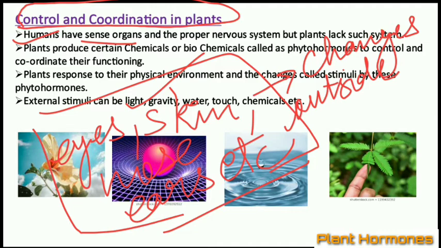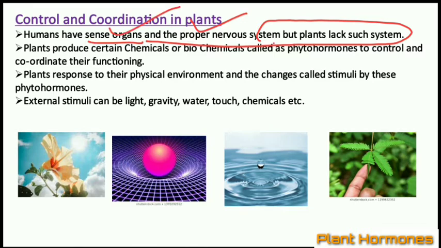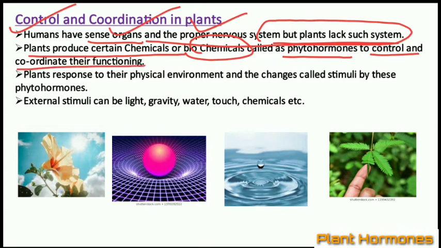But children, the plants lack these sense organs and central nervous system. The plants lack such a system. Which system? The proper nervous system, as well as the sense organs, are not there in the plants. So how will the plants undergo control and coordination? That is a very tedious task. So let us discuss it. See, plants produce certain chemicals or biochemicals which are called phytohormones to control and coordinate their functioning.